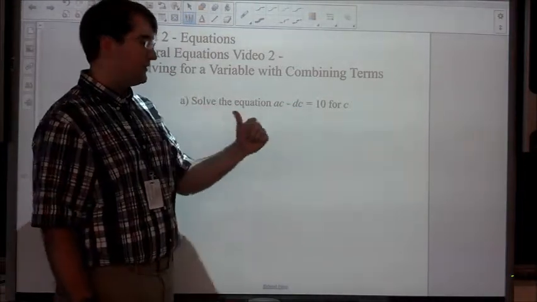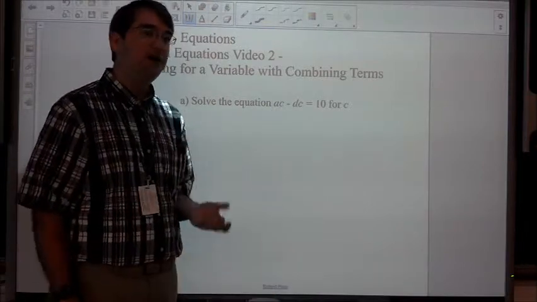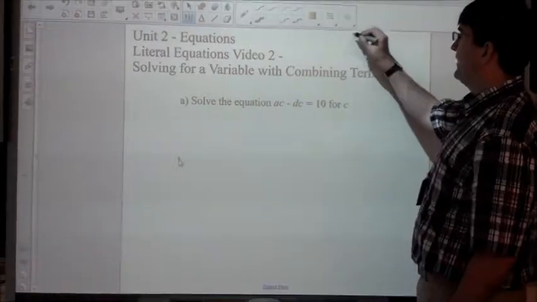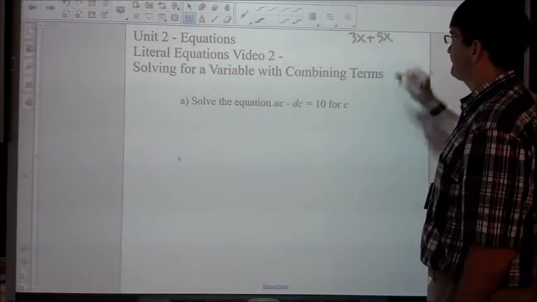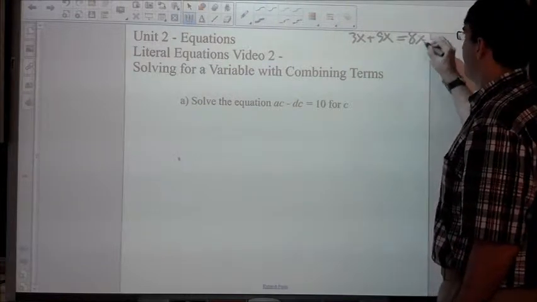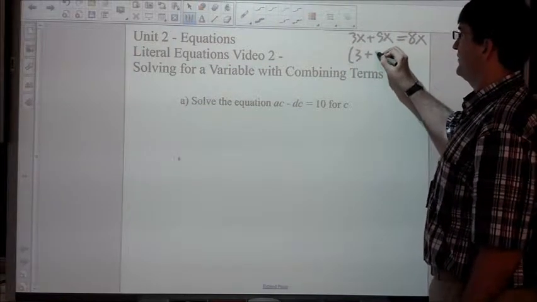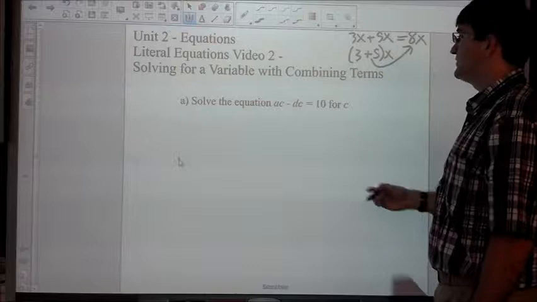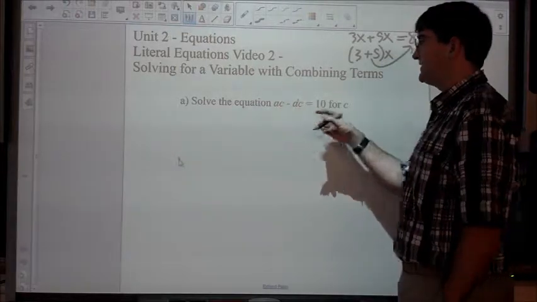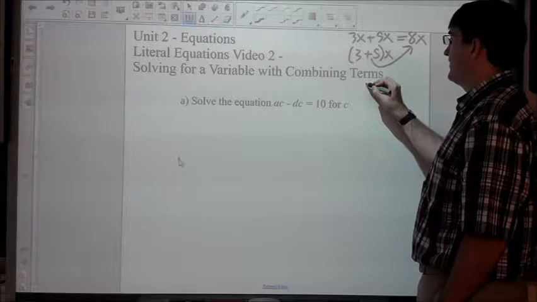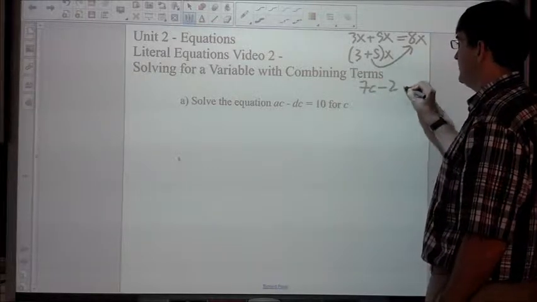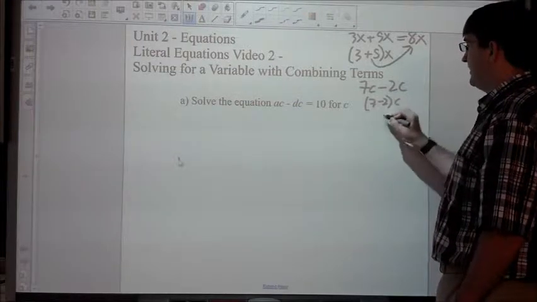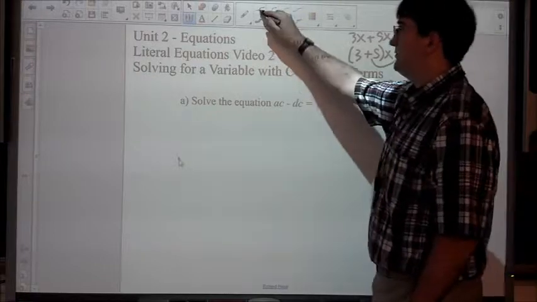From the previous video, we were talking about how you can reverse or undo the distributive property. Imagine a slightly different way of thinking of this. I have 3x plus 5x. I say that that's 8x, and the reason why is because I can take that 3 plus 5 and add them together, and then I get the 8x. So it's kind of the same idea here. I have AC minus AD. If that was, let's say, 7c minus 2c, I just do 7 minus 2, and that gives me a 5c.